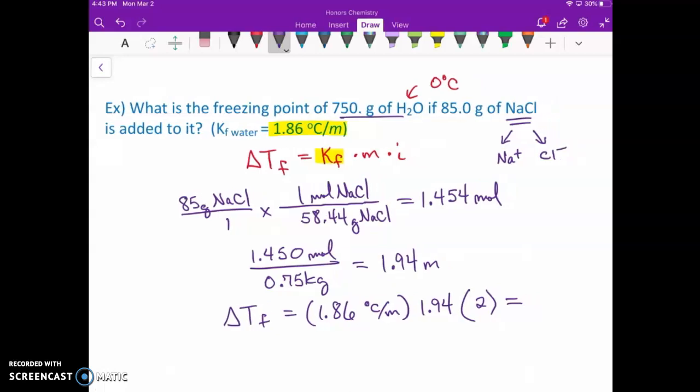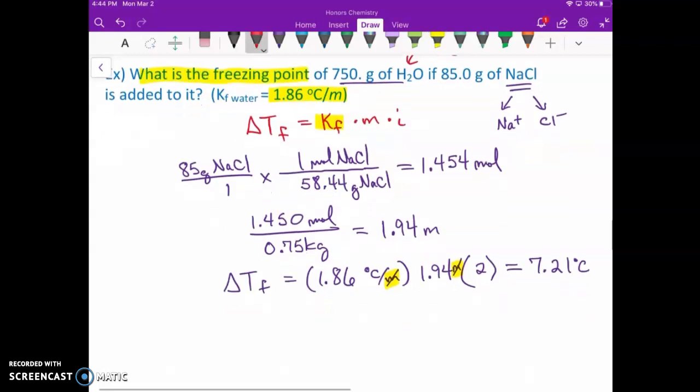Let's go ahead and see what the freezing point change is. Okay, and it turns out to be 7.21 degrees Celsius. And if you'll notice here, molal cancels here and here, and then we're just left with degrees Celsius for our unit. Now the last step is, the question is what is the freezing point? It's not what is the freezing point change.